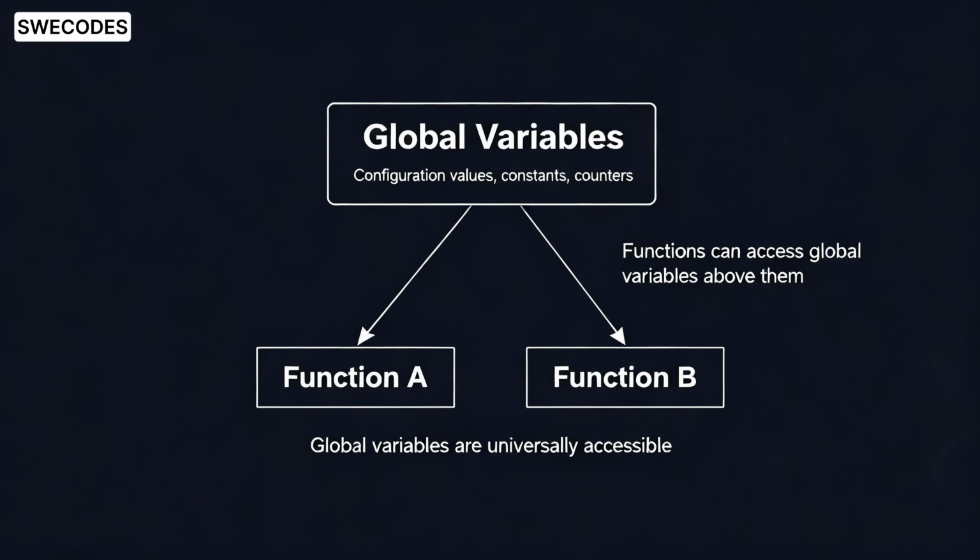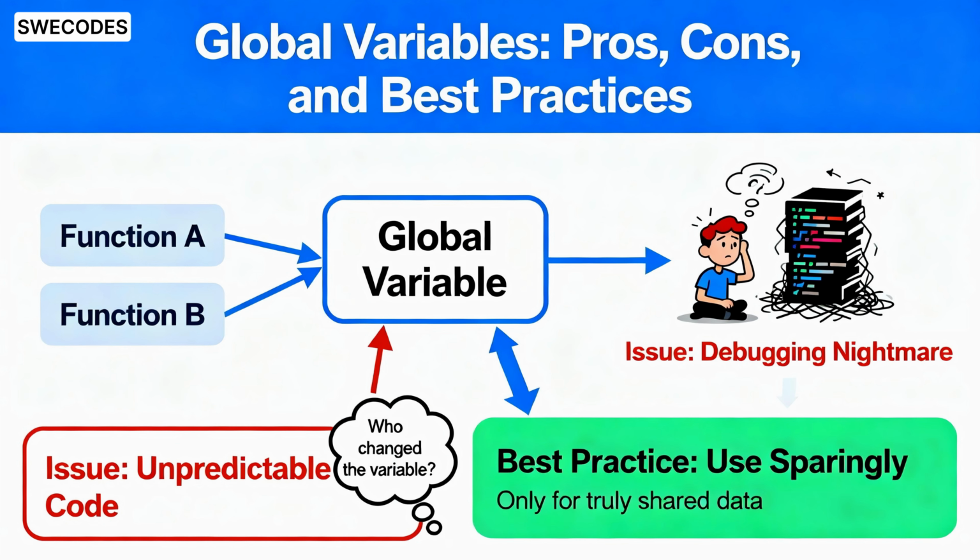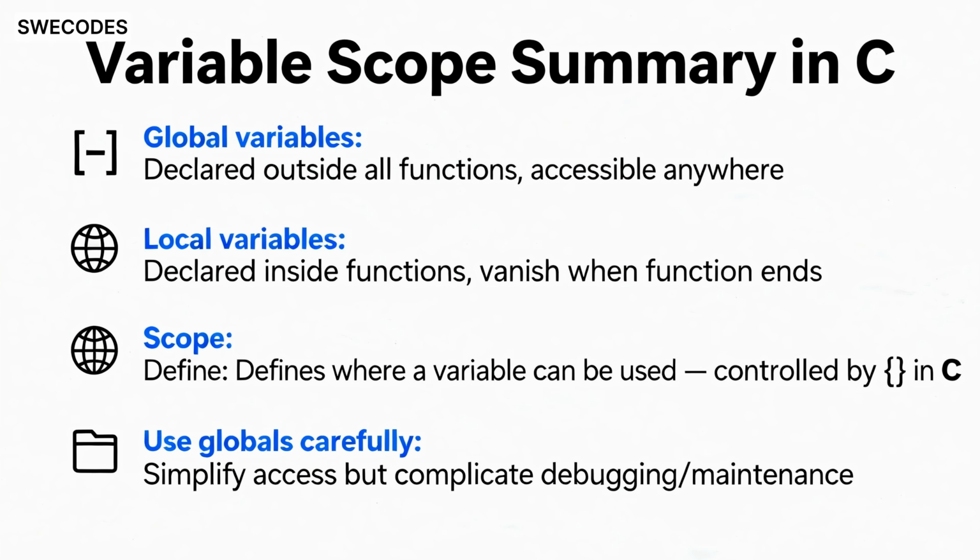Global variables are powerful because they're universally accessible. You can use them to store configuration values, constants, or counters that need to be shared across functions. But here's the catch. Because every function can modify them, global variables can make your code unpredictable. If two functions change the same global variable, debugging becomes a nightmare. So while they're convenient, professional programmers use them sparingly and deliberately, usually for data that genuinely needs to be shared globally.